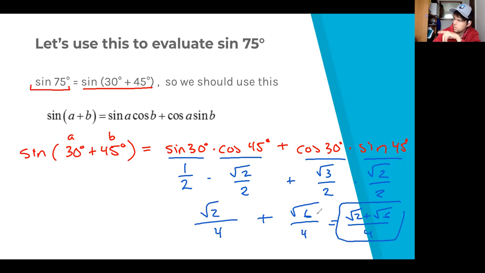Those numbers on the top could switch around, right? We could commute addition if we want to. Square root of 6 plus square root of 2. Same idea here. All different representations of 75 degrees should simplify to something that's equivalent to this. This is the exact value of the sine of 75 degrees. And this is really the only way to find it. 75 is not on the unit circle. We've got to use this sum formula.